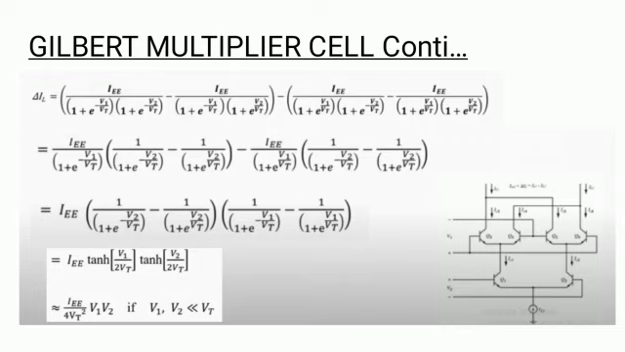delta IL equals IEE into 1 by 1 plus e raised to minus V2 by VT minus 1 by 1 plus e raised to V2 by VT into 1 by 1 plus e raised to minus V1 by VT minus 1 by 1 plus e raised to V1 by VT, which equals IEE tanh of V1 by 2VT into tanh of V2 by 2VT. That is approximately equal to IEE by 4VT square into V1 V2, if V1 and V2 are much less than VT.